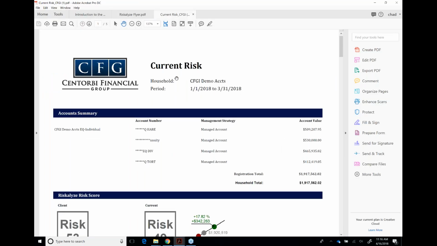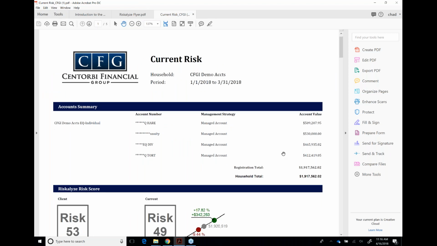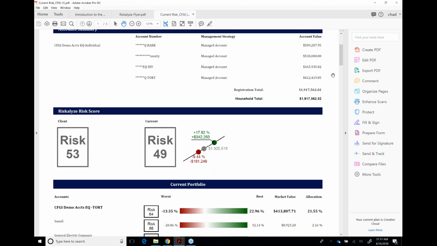Okay, so here we are, current risk. We have all four of the same accounts in there. If I was on my morning report this morning, it would show that this person is a little below their risk parameters, because the goal would be a risk of 53 and we're currently at a risk of 49. So we're about 4 points off, which we look at as okay. That's not a wide enough variance that we would warrant an action or a change in the portfolio.